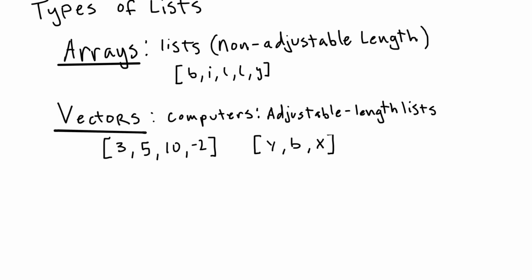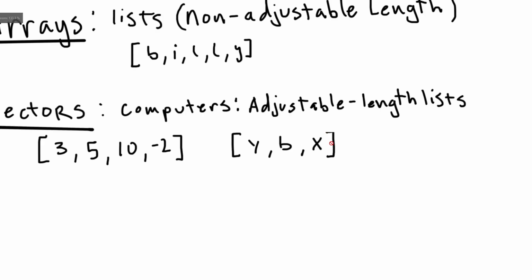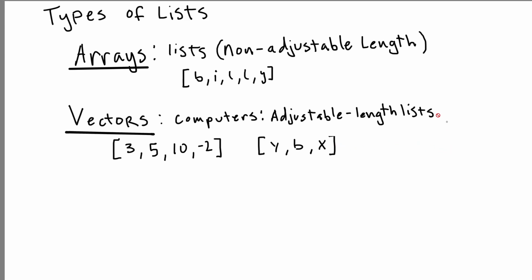The next thing I want you to be familiar with is the concept of a vector as a list. This is more like a list that you're familiar with, like a shopping list, where you can add things to the end, take things off the end, insert things into it. Computers think of adjustable length lists as vectors, which are a type in C++. We'll touch on types in a minute.